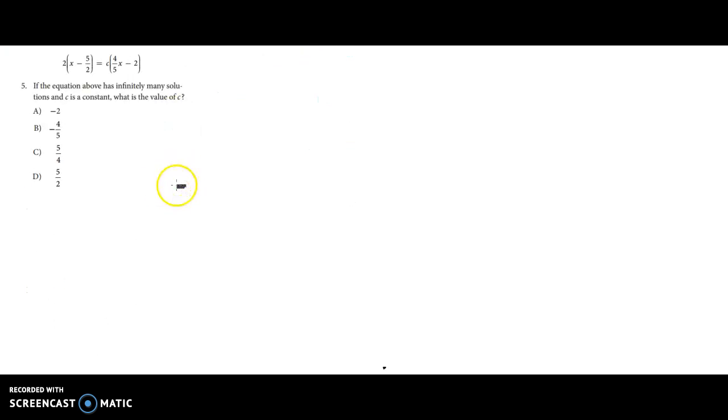So for this next question, we have this equation here, where it says the equation has infinitely many solutions, and C is a constant. Well, infinitely many solutions is code, and we'll talk more about this as we progress in the course, for both of these sides needing to be exactly the same. So we just need to figure out what C would have to be such that this side right here is the same as this side right here.